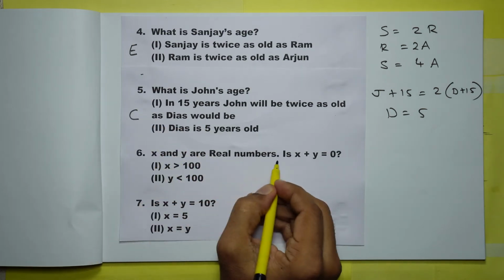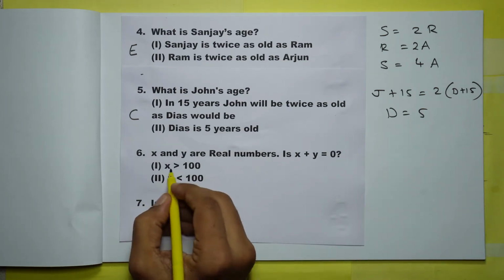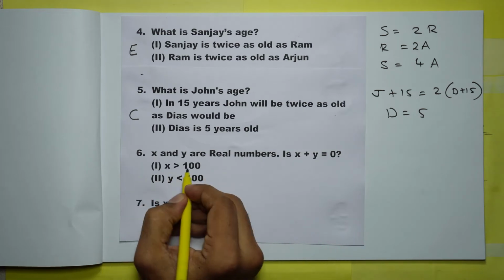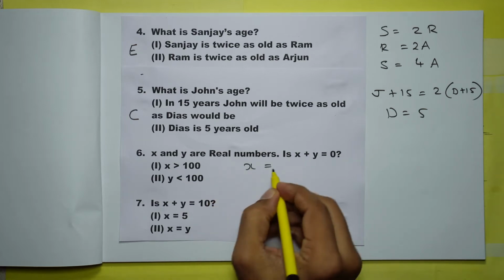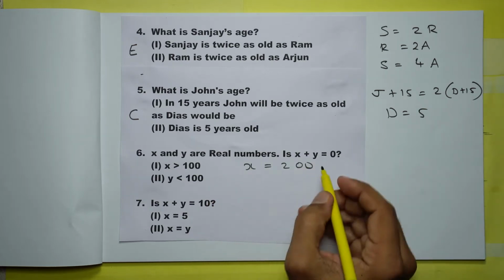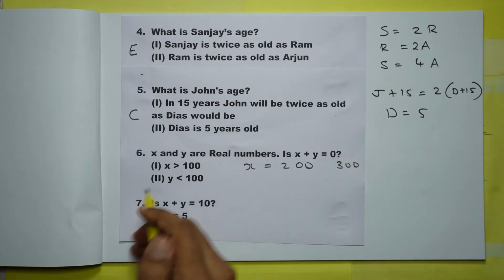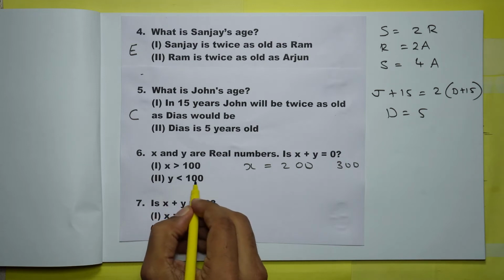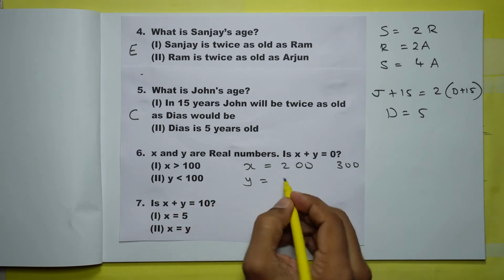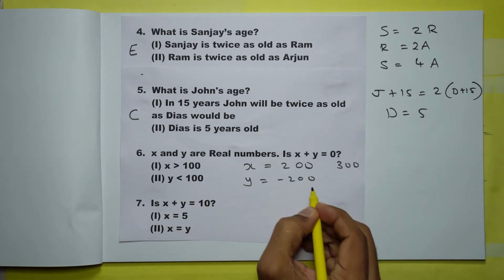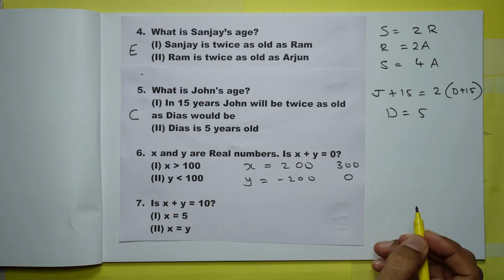X and Y are real numbers. Is X plus Y equal to 0? Now X is greater than 100. We look at possible values of X. X is greater than 100. So one possible value of X is 200. Now another possible value is X may be 300. Now look at the second statement. Y is less than 100. Now one possible value of Y is, let us say, negative 200. Now Y is less than 100. So we can take Y is equal to 0.